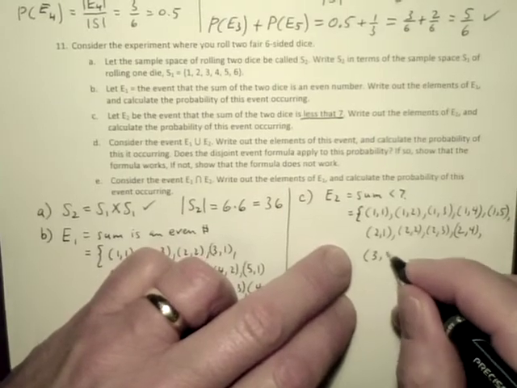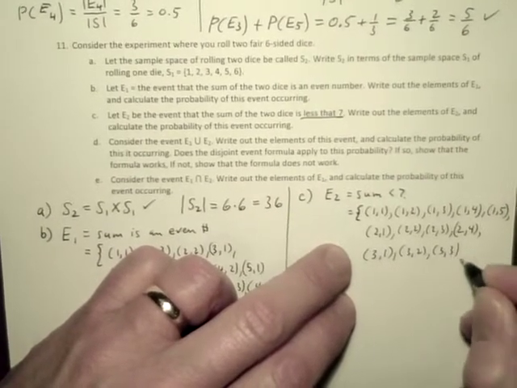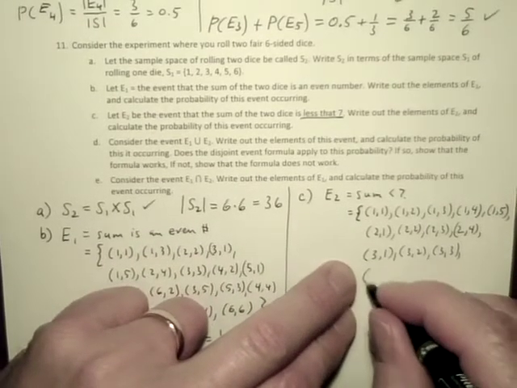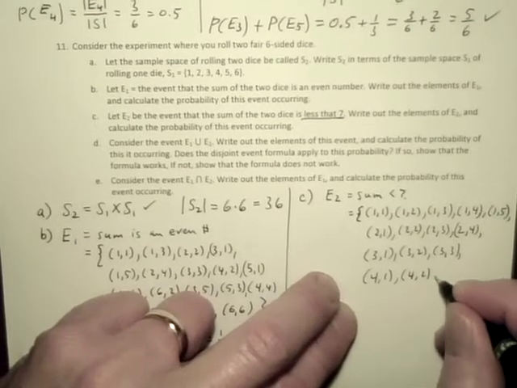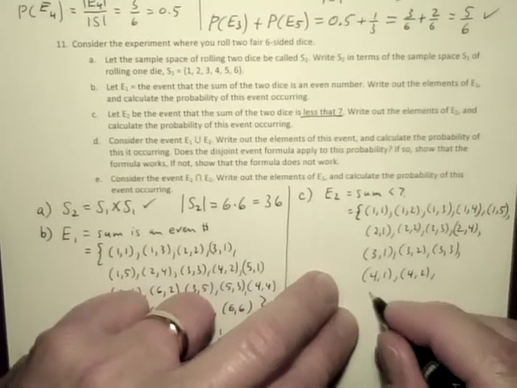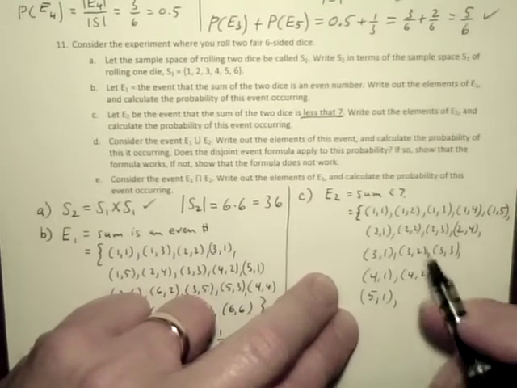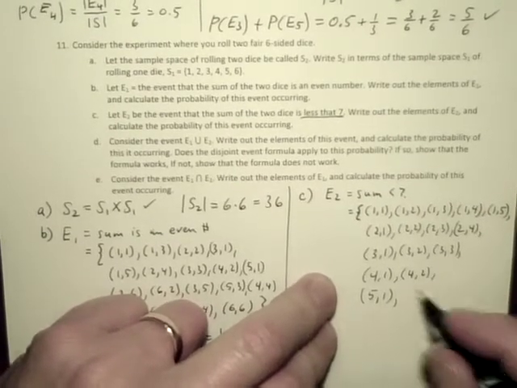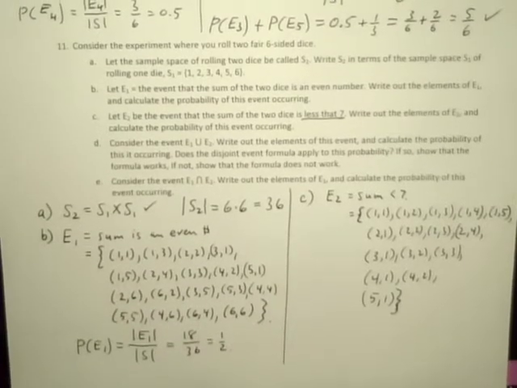Now starting with a 3, I can go 3, 1, 3, 2, 3, 3, and that gets me up to 6, so I can't go up to 3, 4. Then 4, 1. You see the pattern here, right? 4, 2. That gets me up to 6. 5, 1 is already 6. And with a sum of less than 7, I can't have any 6's at all. Right? Yeah. Okay, so I just have to stop there.